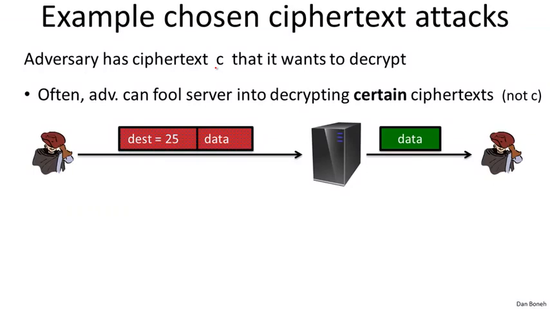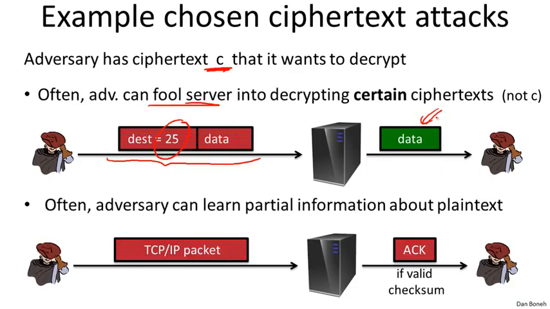So in fact, we already saw a number of examples of a chosen ciphertext attack. So imagine the adversary has some ciphertext c that it wants to decrypt. And what it can do is, for example, fool the decryption server into decrypting some ciphertext, but not actually the ciphertext c. If you remember in the first segment, we looked at an adversary that can submit arbitrary ciphertext, and if the plaintext happened to start with destination equals 25, then the adversary is actually given the plaintext in the clear. So that's an example of an adversary that can obtain the decryption of certain ciphertexts, but not all ciphertexts.